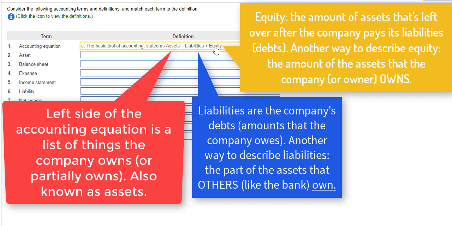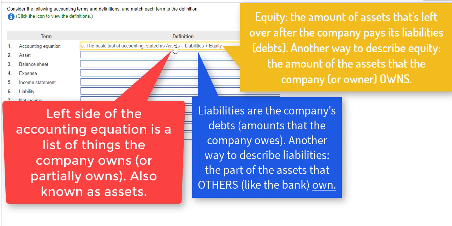Another way to look at the accounting equation is on the left side of the equation, which is assets. This is a list of things that the company owns. On the right side are two lists, and it's a list of who owns those assets. For example, if you have a mortgage on your house and you have a $100,000 mortgage, in other words, a loan on the house, then the bank owns $100,000 of that house.